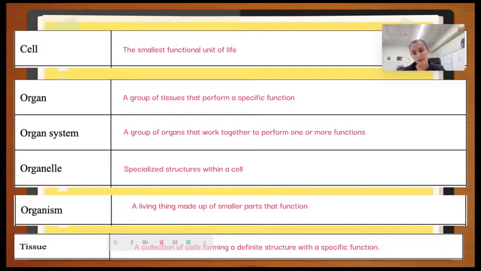On the second page of vocabulary, you have five words. We've got organ, which is a group of tissues that perform a specific function. Then you have your organ system, which is a group of organs that work together to perform one or more functions. Then you have an organelle, which is a specialized structure within a cell. Then you have your organism, which is a living thing that is made up of smaller parts that function. Really important that it functions. And then tissue is a collection of cells forming a definite structure with a specific function. So remember, structure is how it's physically built. Function is how it works. Okay?